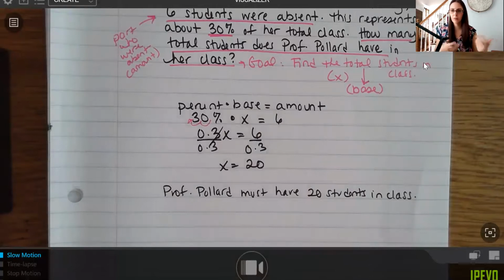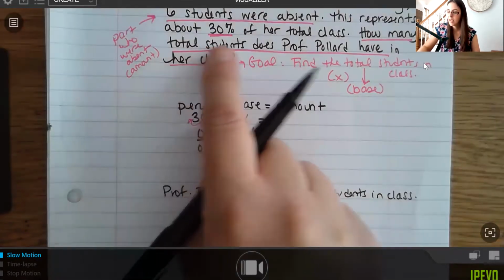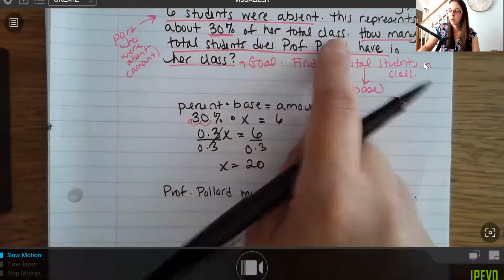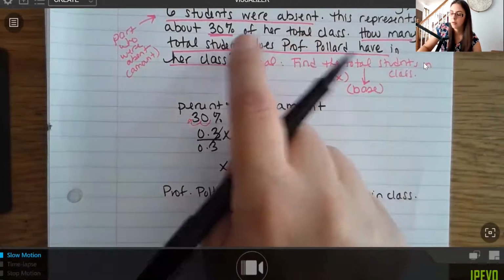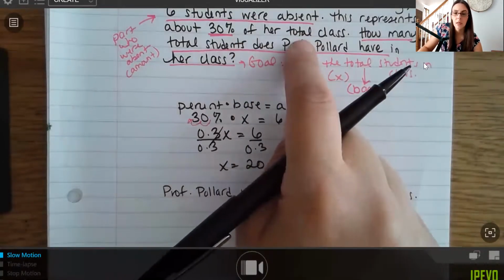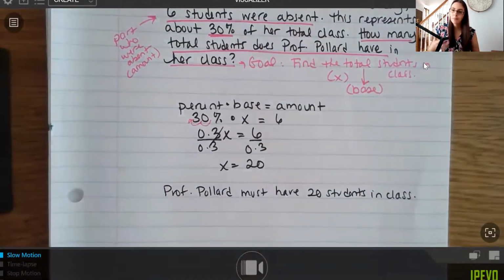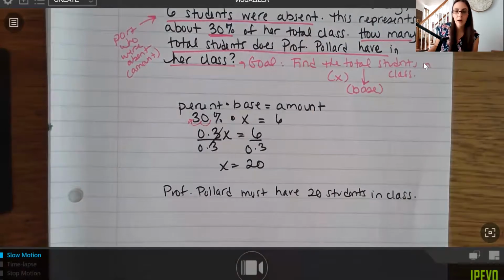So the words of and is are here. They can be helpful. So this one we actually do see that word of. And it does say of her total class. So again, that word of is usually associated with the base. So we do also confirm here that the base must be the total class. So you have that idea being repeated, but the words of and is are a little bit harder to use in a real world problem just because of the wording, right? It's hard to read sometimes.